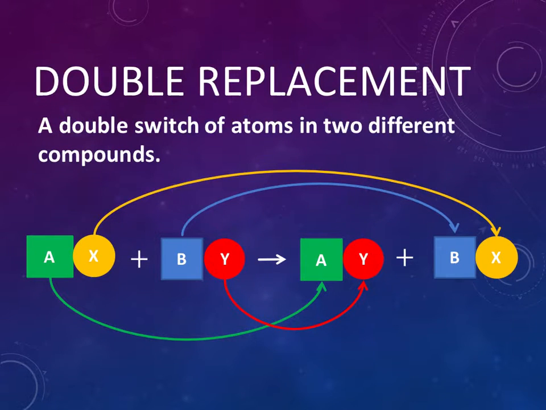So the double replacement reaction is an extension of the single replacement reaction in that there are 2 switches going on. So we have compound AX here and compound BY. What's going to happen is the A is going to combine with the Y and the B is going to combine with the X. So both partners are switching, right?